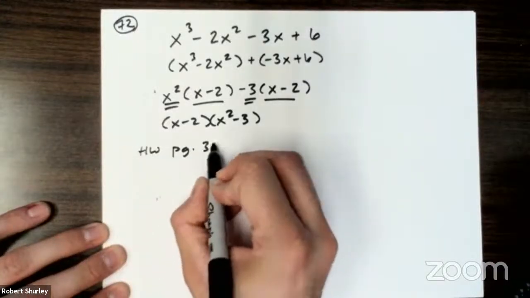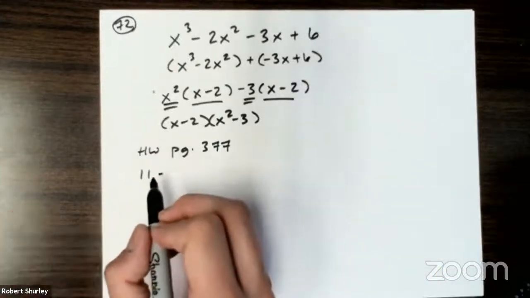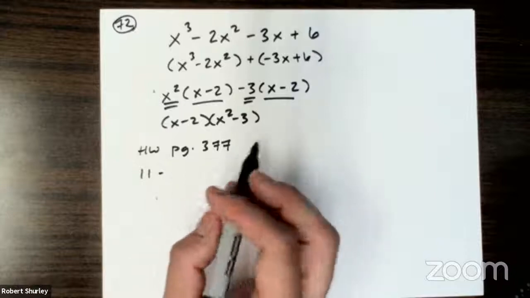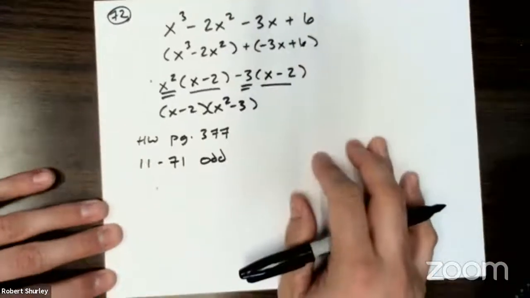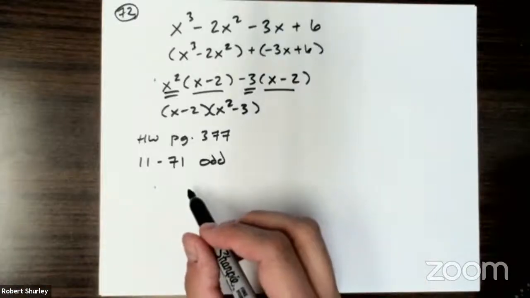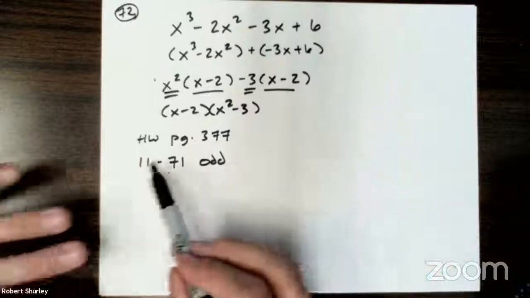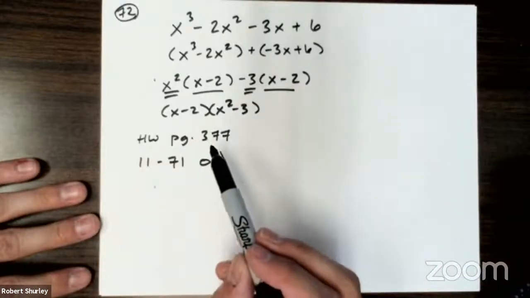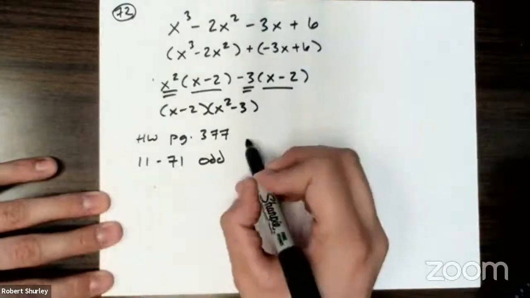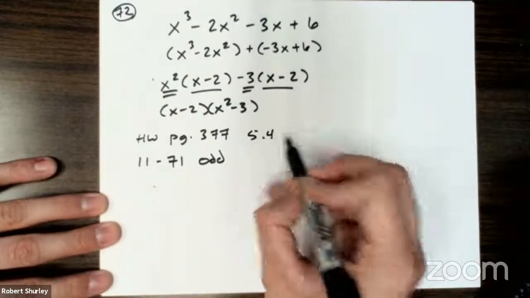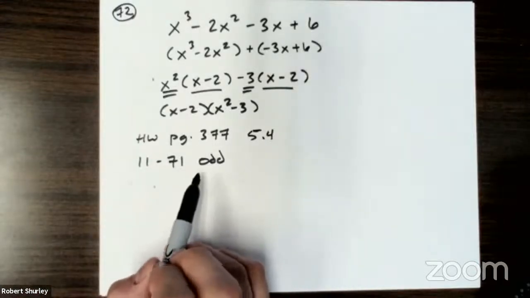So for homework in this section, it's on page 377. And I want you to start actually on 11 through 71 odd. That's like 30 questions. Okay. 11 through 71 odd. If you did like every other one, you'd probably be fine as well. Or every other odd, you'd probably be fine. You did every other odd and then came back, and if you needed more work, do all the odds. Okay. But homework for this section, 5.4, is going to be on page 377, 11 through 71 odd.